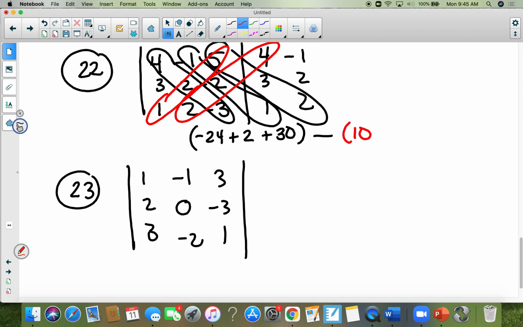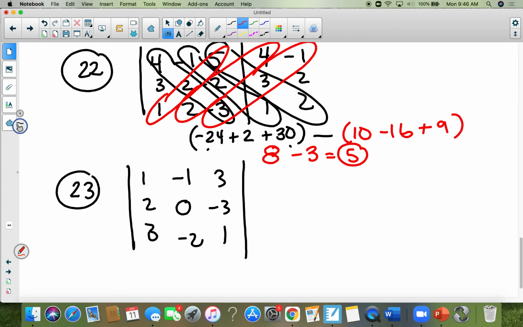4 times 4, negative 16, and a positive 9. Negative 24 and 30 makes 6. This makes 8 here. 10 take away 16 is a negative 6, negative 6, 3, negative 3. You end up getting 8 take away 3 is 5. And the last problem of the day, 1, 2, 3, negative 1, 0, and negative 2.